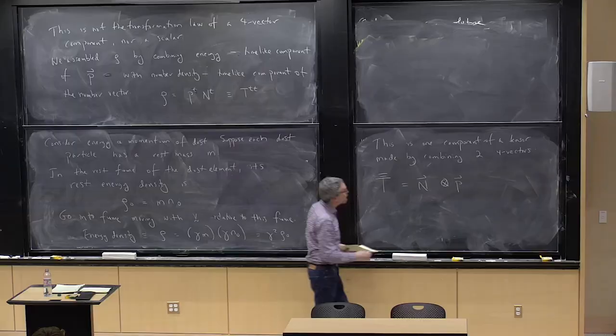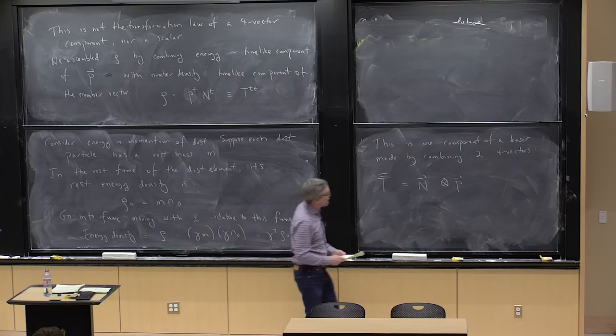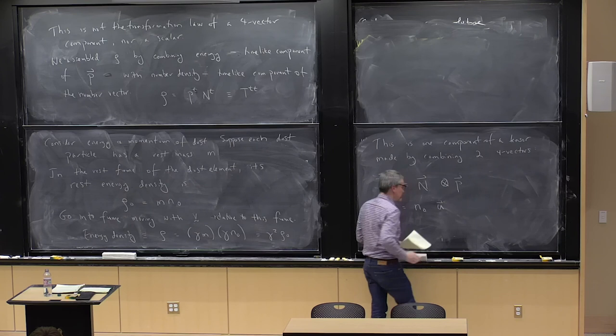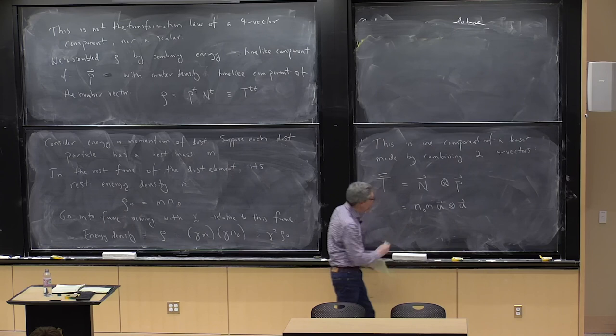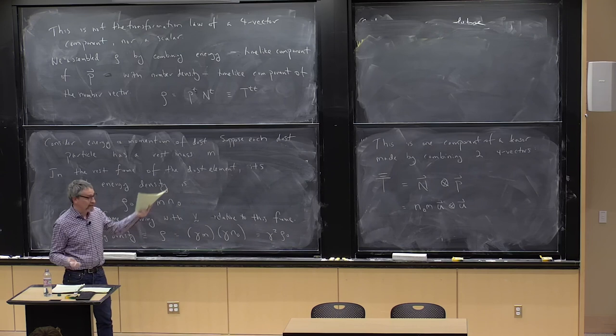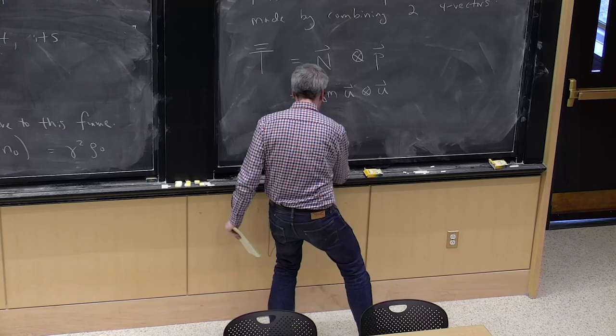Okay? Now the number vector is itself just n0 times the four velocity. And my momentum, since all the particles I'm assuming are the same, is just the rest mass times the four velocity. This thing actually looks kind of like the four velocity times the four velocity with a prefactor. And that prefactor is nothing more than the rest density.